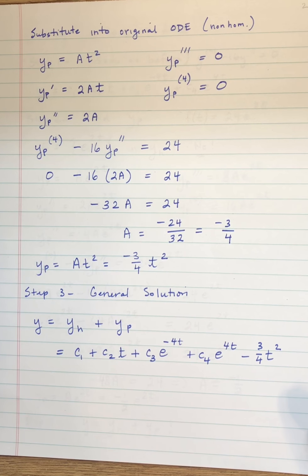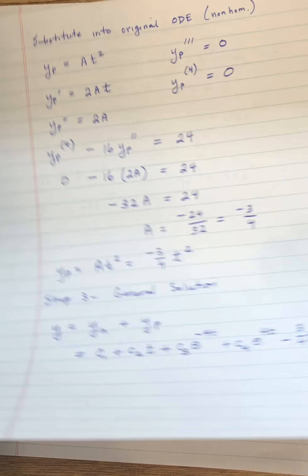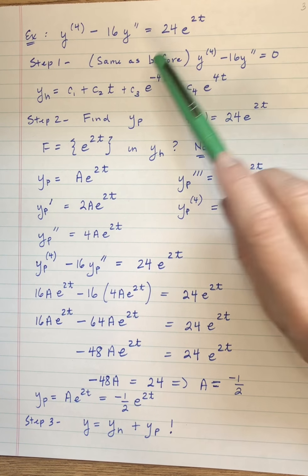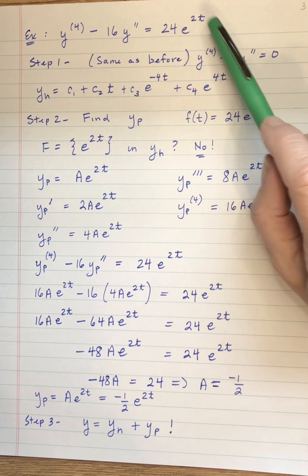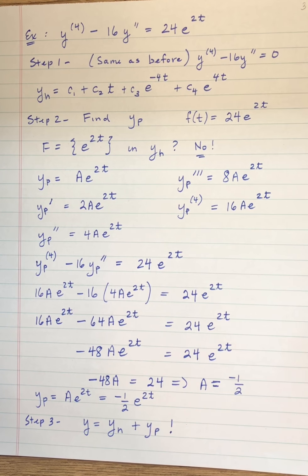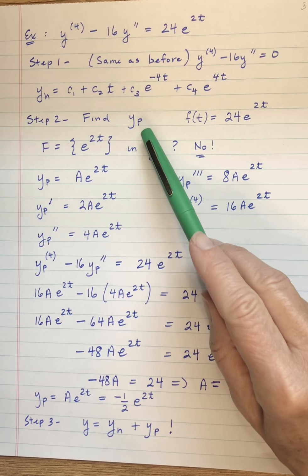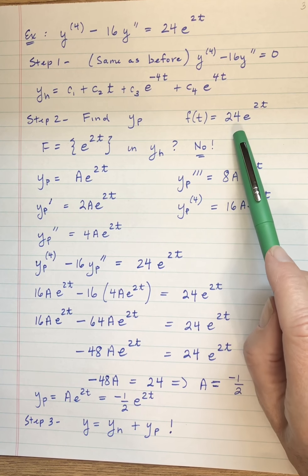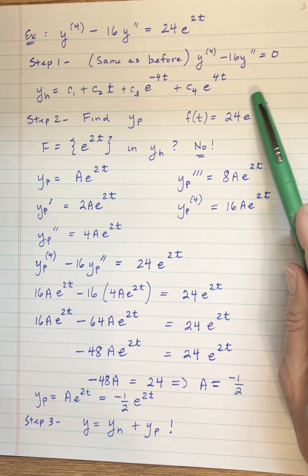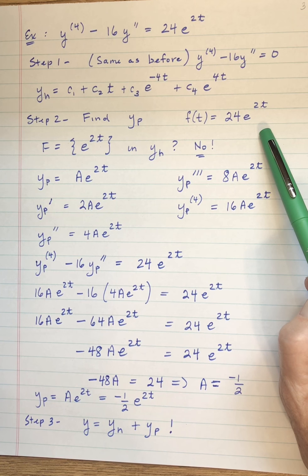Well, let's take a look at another one. So again, we have the same left-hand side of the differential equation. The function on the right-hand side is 24e to the 2t. So the first step is the same as before. We're just solving the corresponding homogeneous differential equation, and we've done that. So we'll just write it down. Now to find our particular solution, we're looking at the function on the right-hand side, 24e to the 2t. Now the important part about that is the e to the 2t, that exponential function.